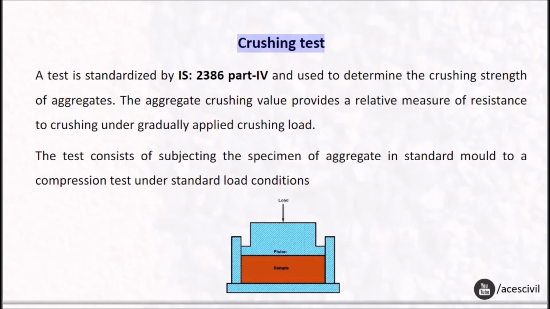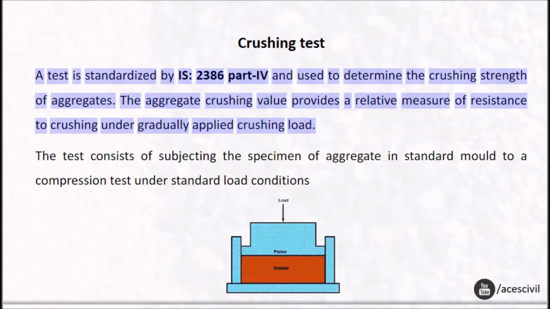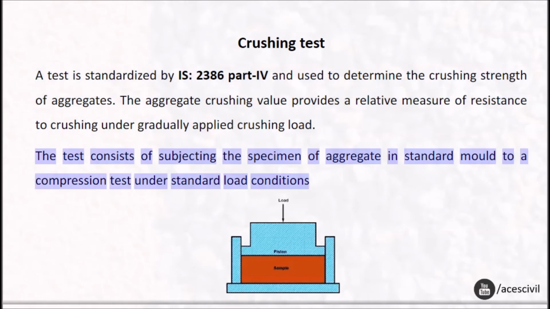Crushing test. This test is standardized by IS 2386 Part 4 and used to determine the crushing strength of aggregates. The aggregate crushing value provides a relative measure of resistance to crushing under gradually applied crushing load. The test consists of subjecting the specimen of aggregate in a standard mold to a compression test under standard load conditions.